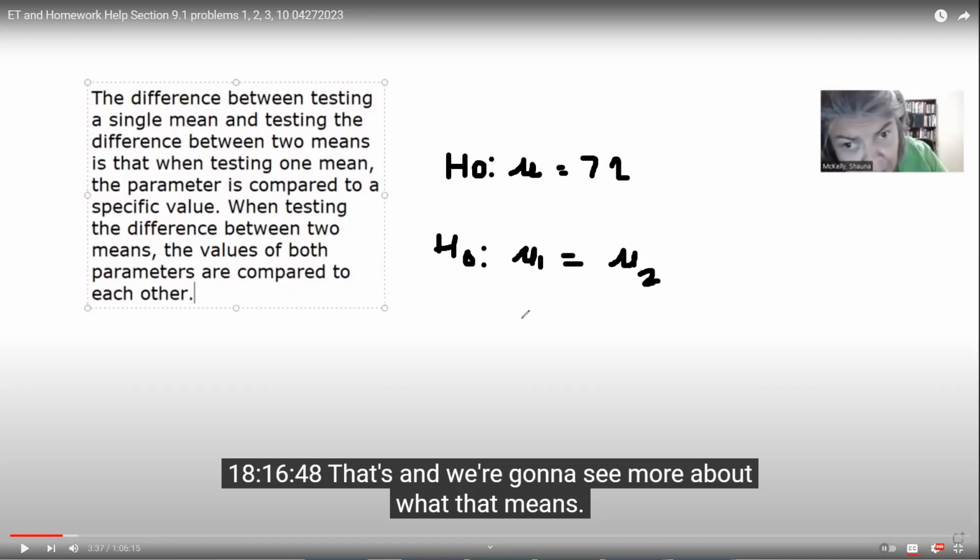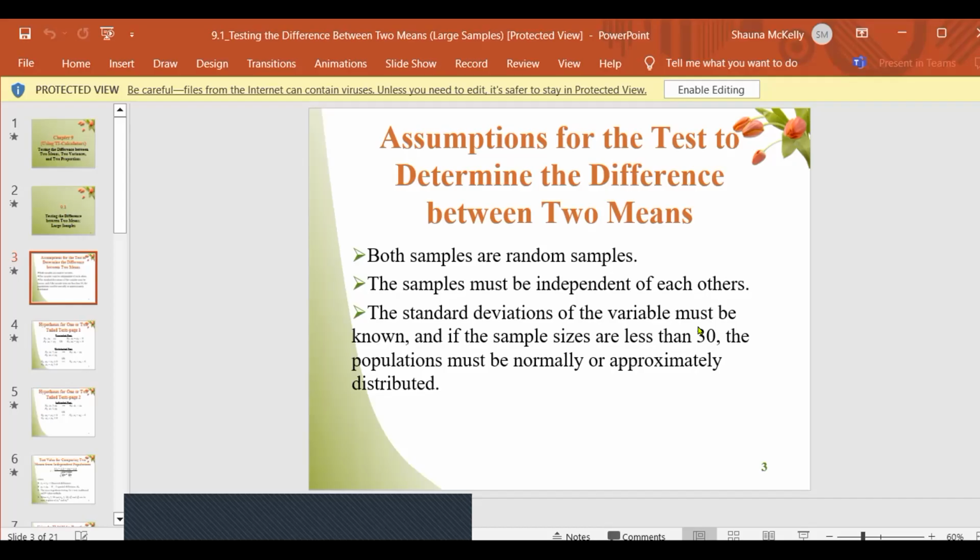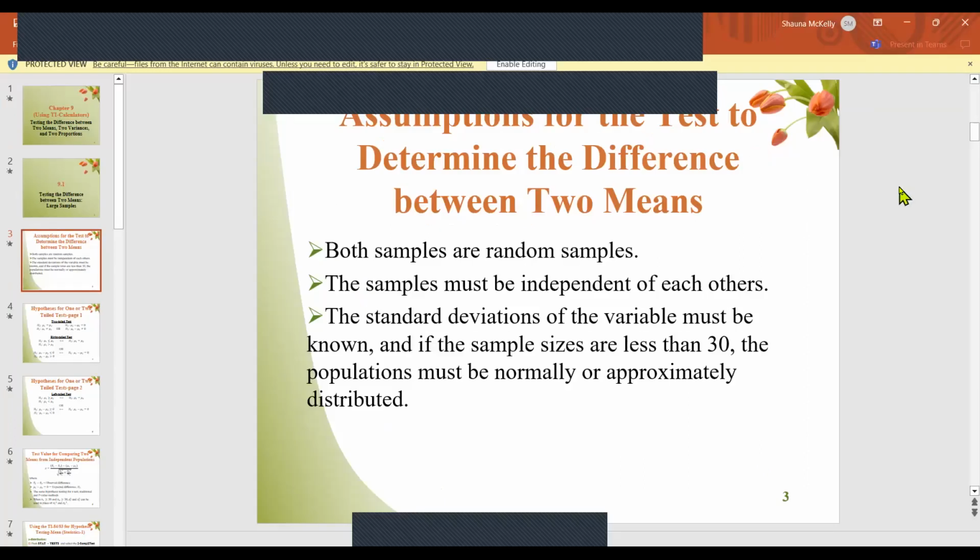Question 2 is asking you about the underlying assumptions, which she does give you in the slides for 9.1. The second question about 9.1 is the assumptions for determining the differences between two means. And these are your assumptions here on slide number 3.